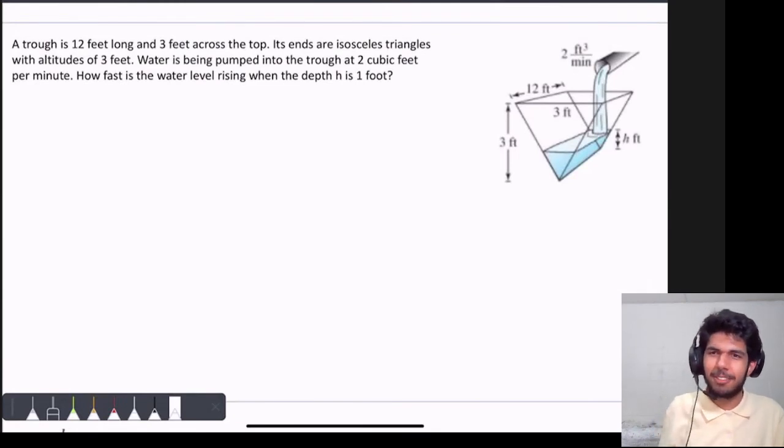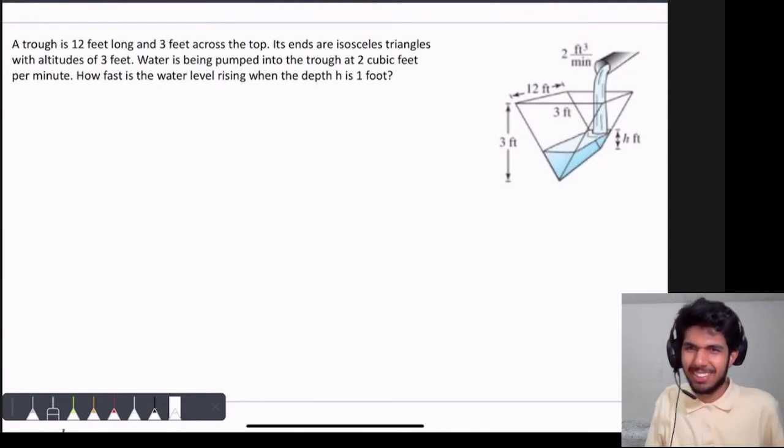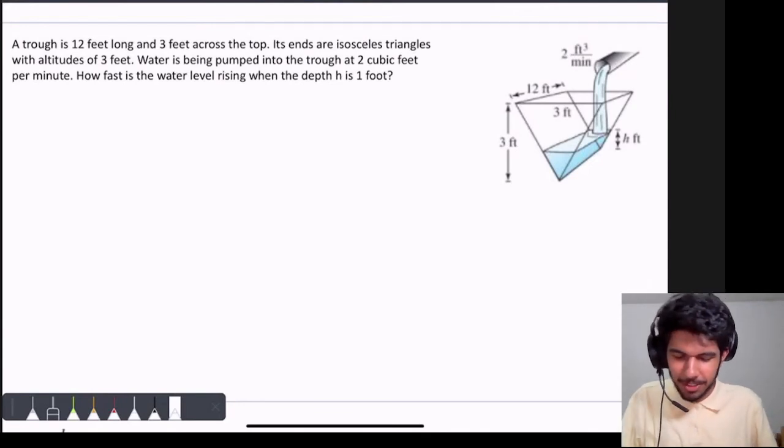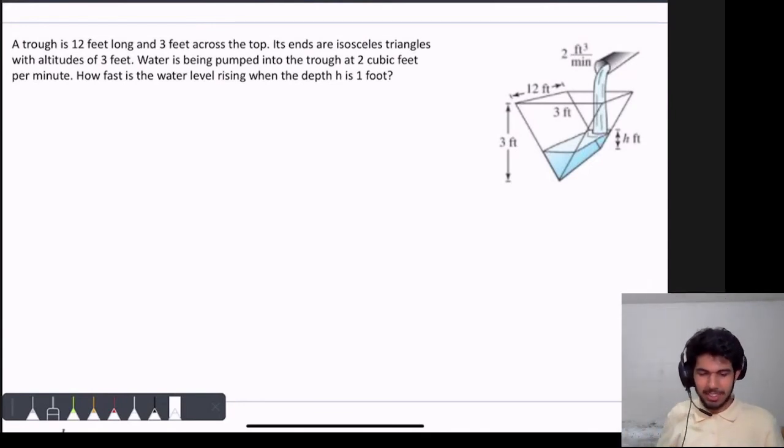So a trough, it's a trough, right? That's how you pronounce it? A trough is 12 feet long and 3 feet across the top, ends are isosceles triangles with altitudes 3 feet. Water is being pumped into the trough. Is it trough or trough? Bear with me. Whatever the correct pronunciation is, I apologize. At 2 cubic feet per minute, how fast is the water level rising when the depth h is 1 foot?